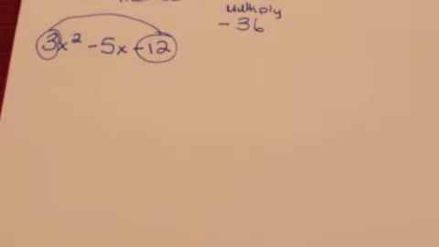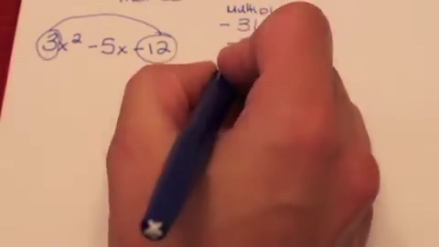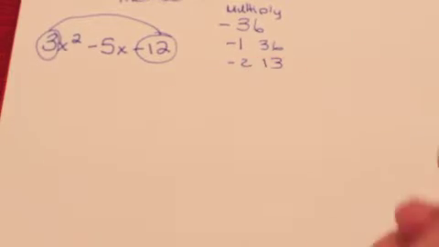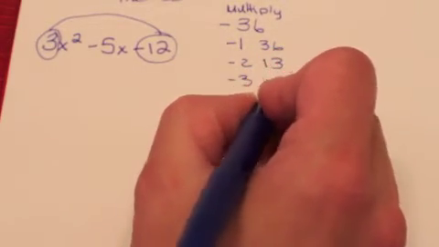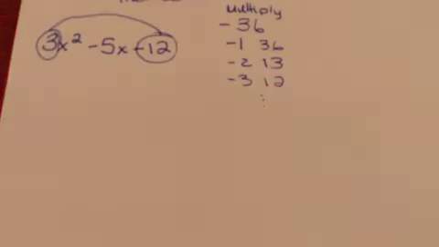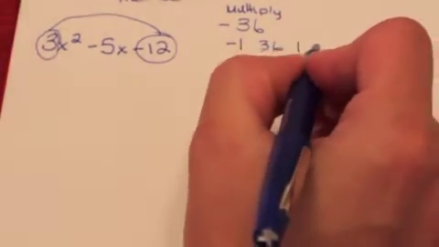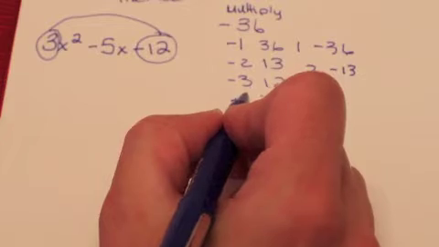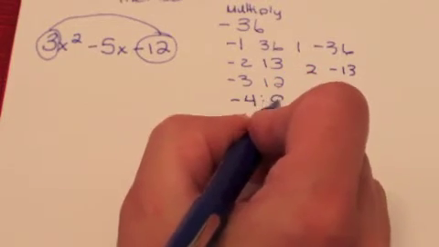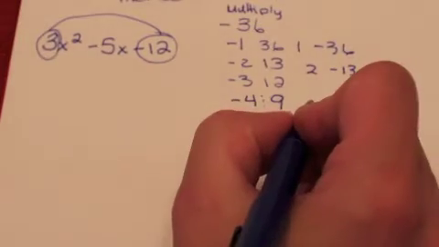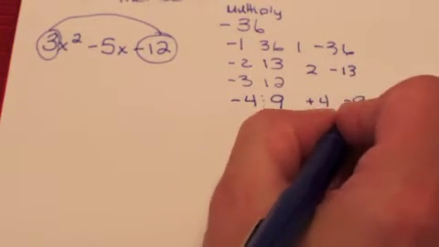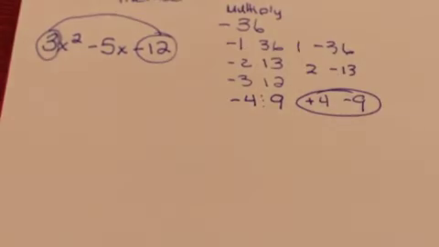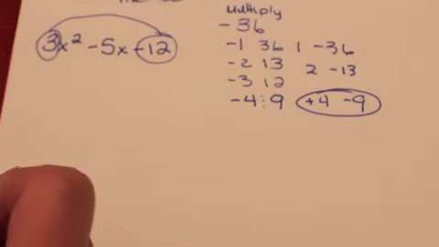Now we can go through all of the factors. Negative 1, 36. Negative 2, 18. And negative 3 and 12. And we can keep going through these. And also positive 1 and negative 36. Positive 2 and negative 18. And keep going. And the next one we get to, negative 4 and positive 9, or positive 4 and negative 9. That's actually the one we want, because positive 4 and negative 9, when you add them together, you get negative 5.